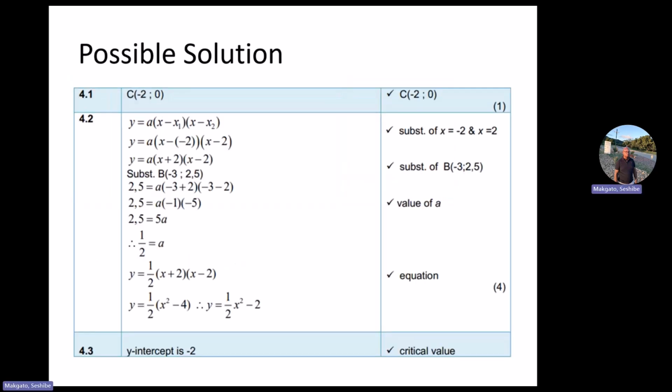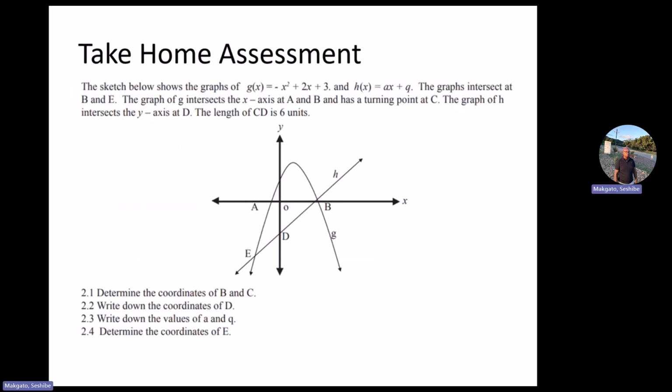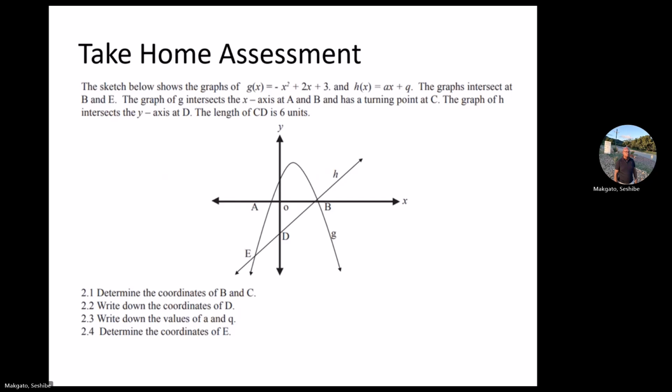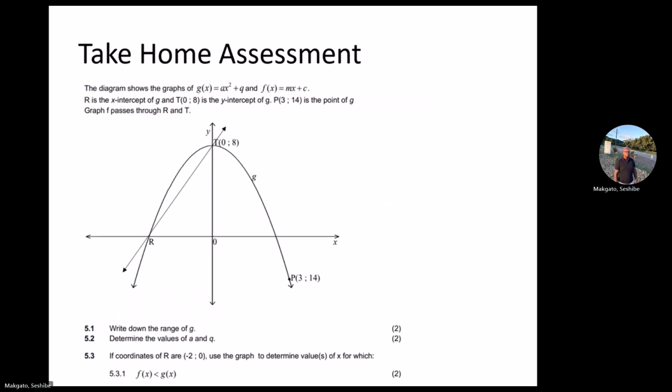And then what is your f? Sorry, your last question was the coordinates? No, not this one. If the coordinates of r are this, use the graph to determine the values of x for which the function f is less than the function g. So this is f on top of g. Where is f? f is this one, and this one when this one is on top. So what will be the value of x?